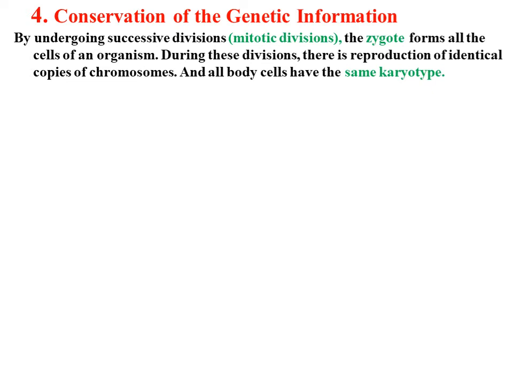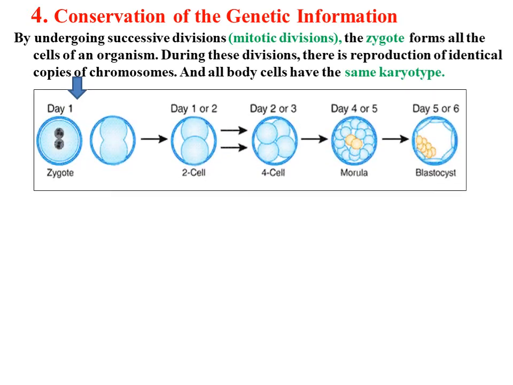Conservation of the genetic information occurs through successive mitotic divisions: the zygote forms all the cells of an organism. For example, at day 1 the zygote consists of one cell. After undergoing the first mitotic division, it becomes two cells. Then after the second mitotic division we obtain 4 cells, then 8 cells, 16 cells, 32 cells, and so on. For example, at day 4 or 5, the zygote becomes a morula, then a blastocyst.